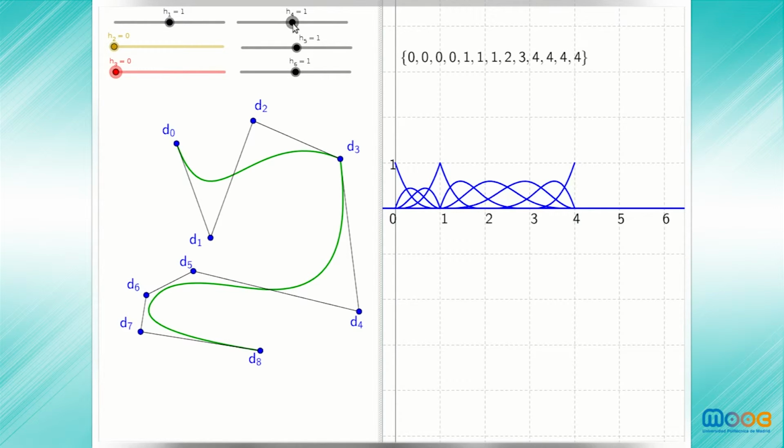Finally, if we make H4 go to 0, the B-spline curve separates into two pieces. In this case, the first one corresponds to a Bezier curve because it only has 4 control vertices, and the second piece corresponds to a cubic B-spline curve with 2 Bezier components. In this case, the knot 1 has multiplicity 4.